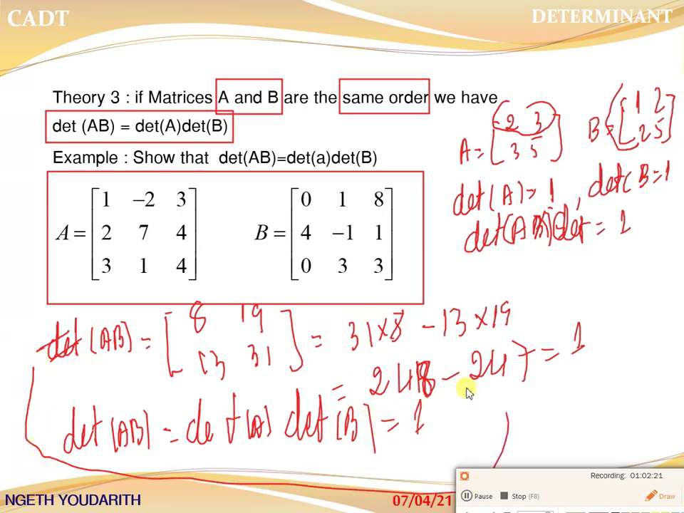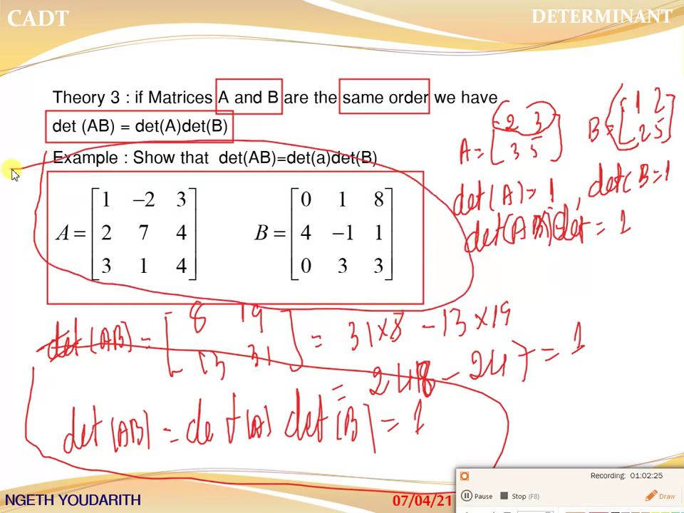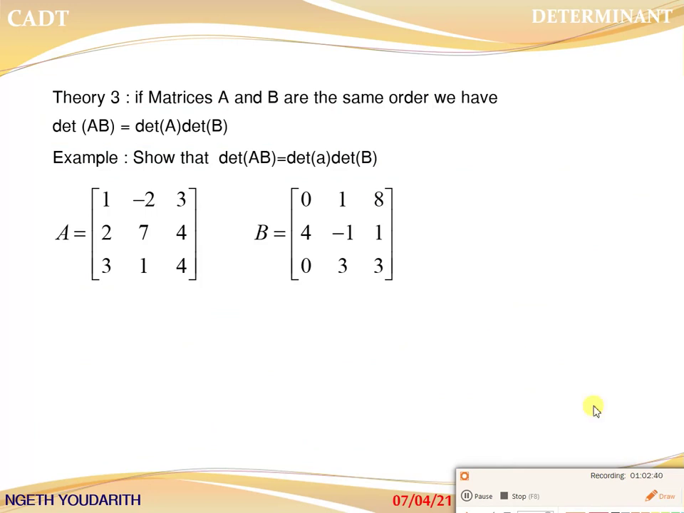This is the result. And 3 by 3 is also the same, 4 by 4, 5 by 5. If A and B are the same order, we get determinant AB equal to determinant A multiplied with determinant B in this case. Please be careful about this point. And then we get the next point.